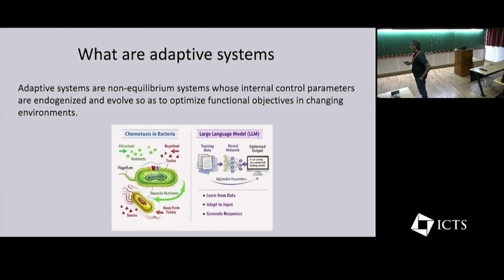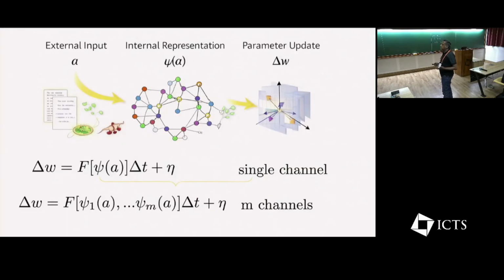First of all, I'll be doing this for a class of adaptive systems, so let me define what an adaptive system is. Adaptive systems are non-equilibrium systems whose internal control parameters are endogenized, and they evolve so as to optimize some functional objective in changing environments. Putting it more mathematically, if a biological system is adaptive, it takes a signal A, represents itself in terms of some internal representation psi A, does some nonlinear computation with this function f, which is highly nonlinear, and then updates itself according to the environment.